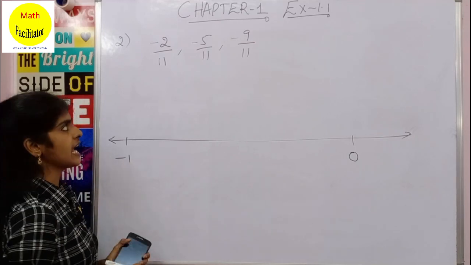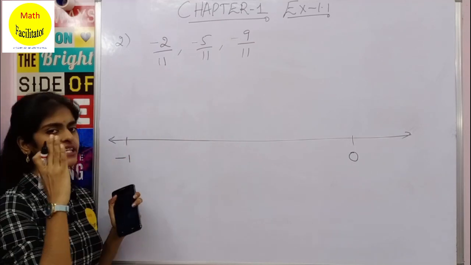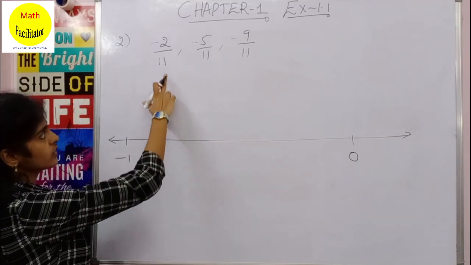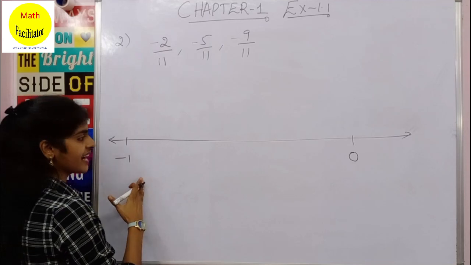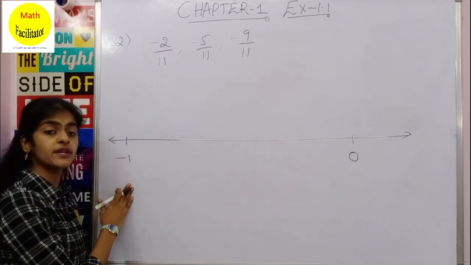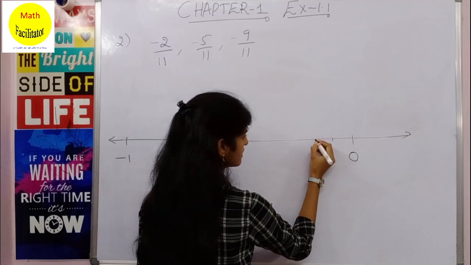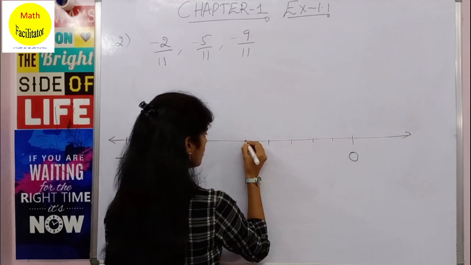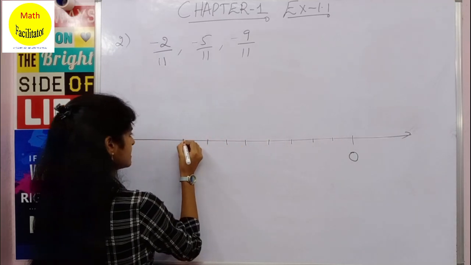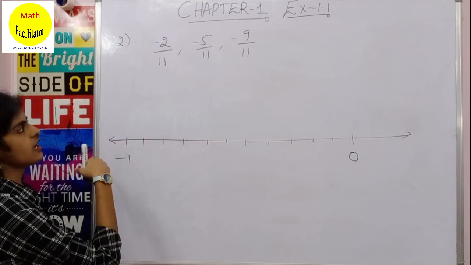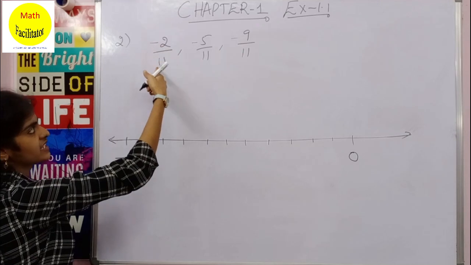Now the denominator tells you into how many equal parts this unit distance should be divided. It is 11, so you have to divide it into 11 parts. Let us do it now. This is 1, 2, 3, 4, 5, 6, 7, 8, 9, 10 and this is the 11th part. Clear? Now you have to mark minus 2 by 11.